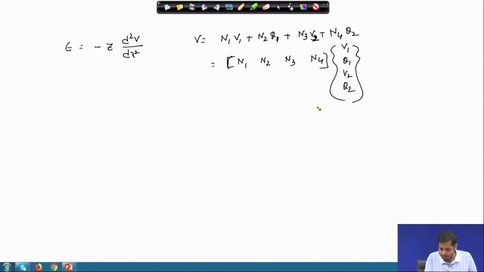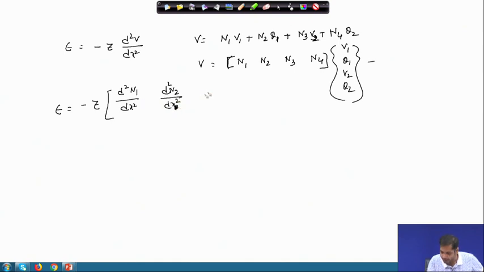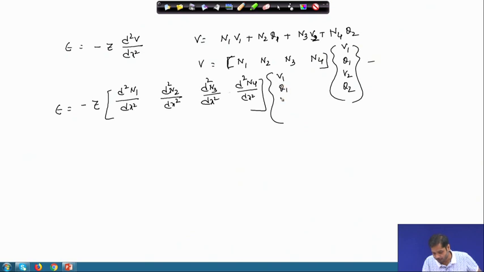Now, let us substitute this v from this to this expression, and if we do that, epsilon will be minus z, and then this will be d2N1 dx2, just the second derivative, d2N2 dx2, and then d2N3 dx2, and finally we have d2N4 dx2. This is for this part, and then we have these degrees of freedom v1, theta 1, v2, theta 2. Okay, right. So, this is the expression.